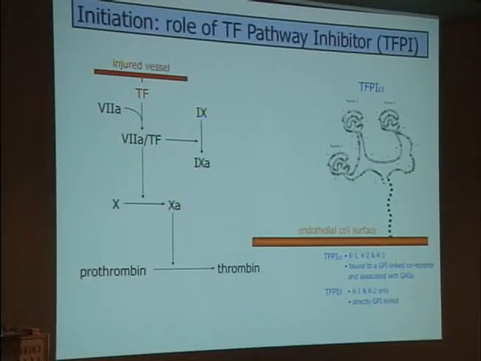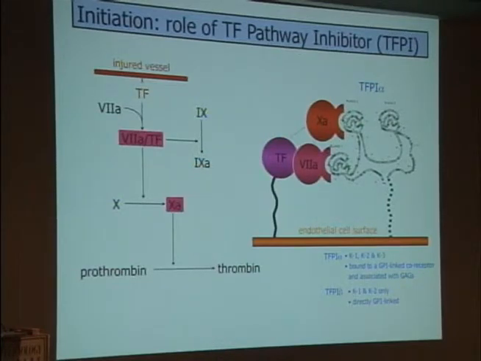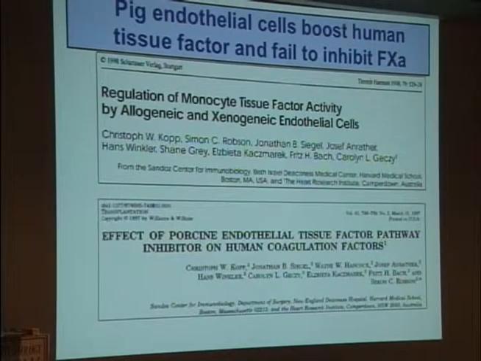So David was asking about tissue factor, the role of tissue factor pathway inhibitor in this context. This is the actual model: tissue factor generating 10A, prothrombin. This is TFPI, 10, 7A, tissue factor. The 10A is neutralized by the Kunitz 2 domain, and simplistically the tissue factor 7A interacting with the Kunitz 1 domain. We were able to show that this Kunitz 2 domain had different sequences, different properties in the pig, and the pig endothelial cells were basically inducing human tissue factor and failing to inhibit 10A.